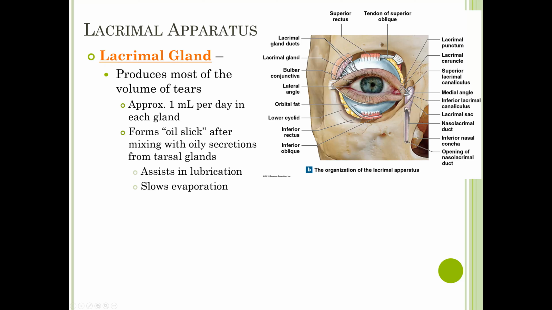When the tears produced by the lacrimal gland mix with the sebaceous secretions by those tarsal glands and the other accessory glands we mentioned, that forms sort of like an oil slick type of consistency, and this allows the eyes to remain lubricated, and it also slows evaporation of moisture from the eye.